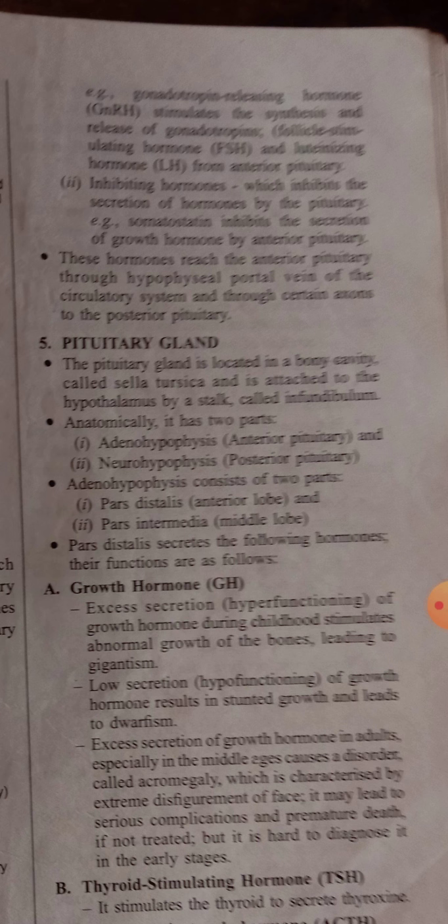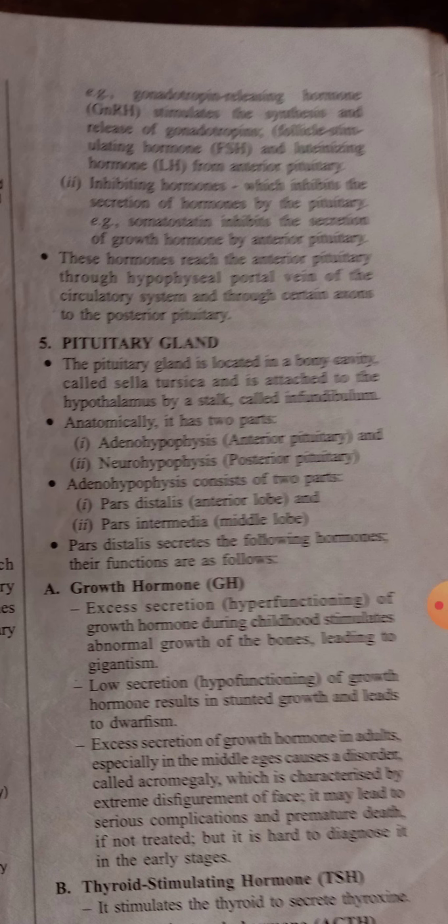Next, when the hormone is released in low amounts, the condition is known as hypofunctioning, and due to the release of less hormone, the patient becomes a dwarf, and their height is stunted or growth is not proper. Excess secretion of growth hormone in adults, especially in middle age, causes the disorder called acromegaly. In this, the figure of the human being becomes disfigured, and these persons are not capable of surviving a long life. After a few years, their organs do not function properly, and the person dies.